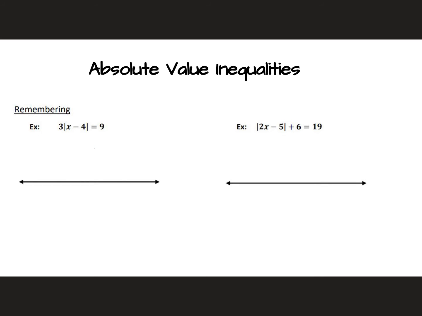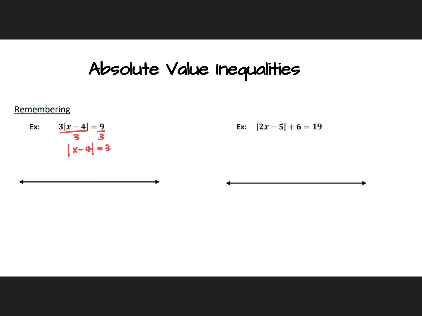Today we're looking at absolute value inequalities. Before we begin with the inequalities, let's review how absolute value equations can be solved. So here on this first example, the first step that we take no matter what is we want to isolate the absolute value. So here I would divide both sides by 3, and then I would have the absolute value of x minus 4 is equal to 3.